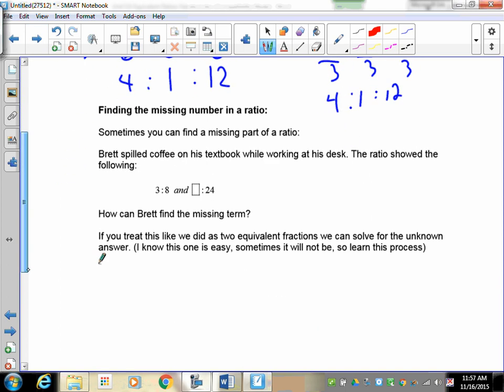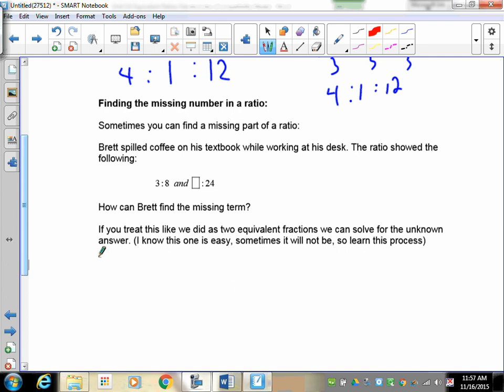So now what happens if you're given a ratio of something and one of the numbers is missing? So Brett spilled coffee on his textbook while working at his desk. The ratio showed the following, 3 to 8 and blank to 24, where the coffee was spilled over this number, so he didn't know what it was. How can he find the missing term?